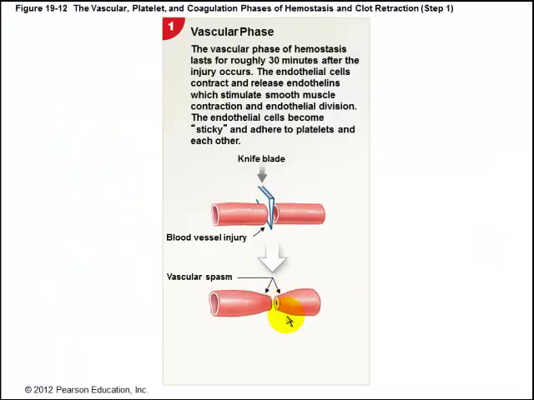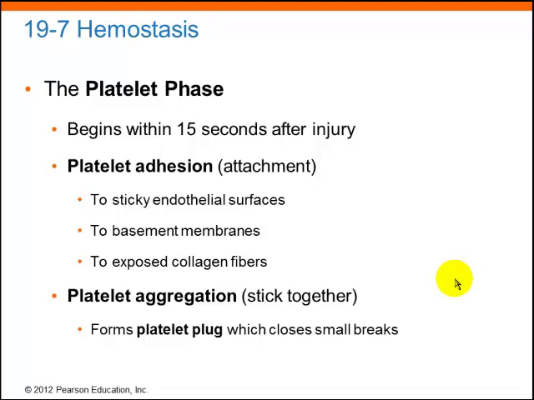So here you can see the vascular spasm occurring, and the endothelial effect is going to happen at about the same time and will help promote the next phase, the platelet phase. When platelets come in contact with either the basement membrane or those damaged endothelial cells, they can start to attach. And when they attach, they become activated. And when they become activated, they secrete chemicals and they make other platelets stick to them. And this creates a tiny little positive feedback loop where the more platelets that attach, the more platelets become attracted until you get a little plug.